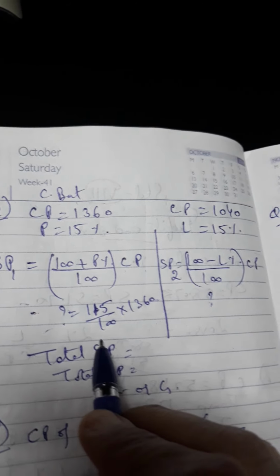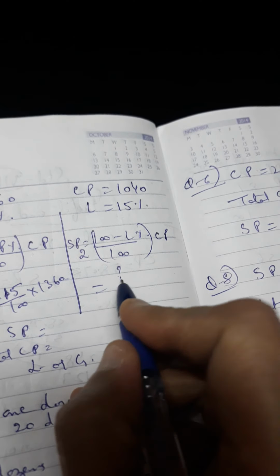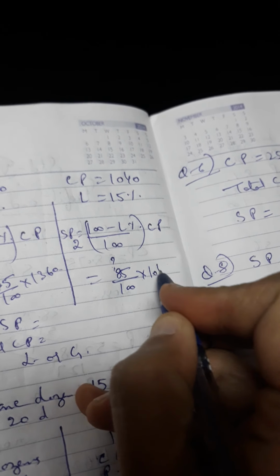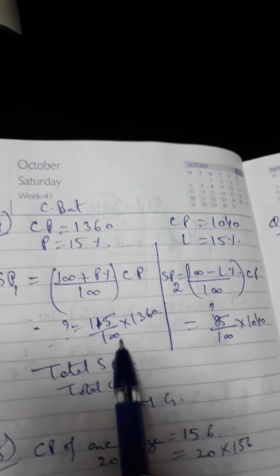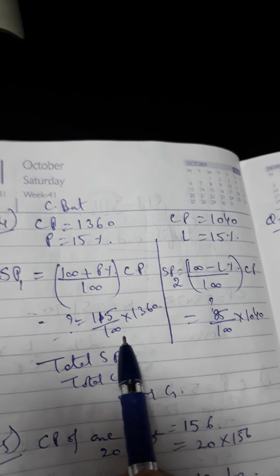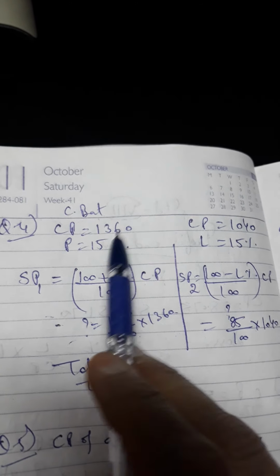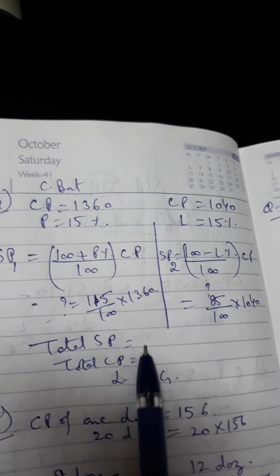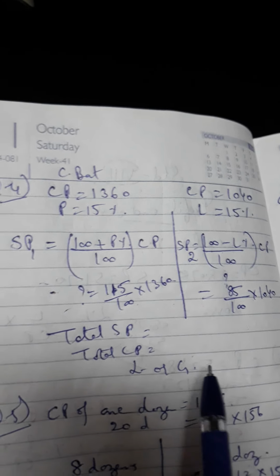So you get the first SP. Similarly, for the second SP, 100 minus 15, that is 85 over 100 into 1040. So we can calculate the selling price too. Then the total SP we can calculate by adding these two, and the total cost price by adding these two. Finally, solving these two, we will get the loss or gain, and then the loss or gain percent.